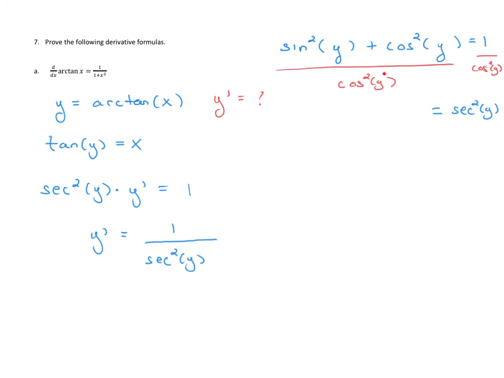Now over here, you can divide cosine squared into both terms in the numerator. Cosine squared into cosine squared is equal to 1. And here we have sine over cosine, which is tangent, but it's squared in the top and the bottom. So this is actually tangent squared of y. I'm putting this up here because instead of writing secant squared of y, I'm going to write tangent squared of y plus 1.